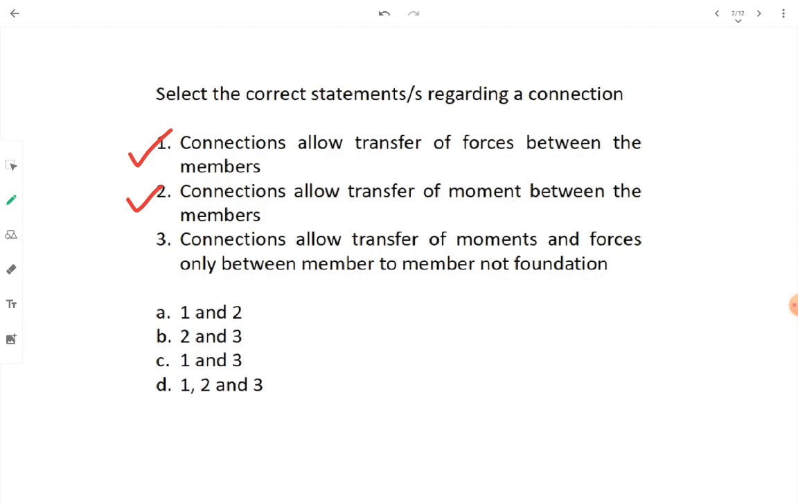Then connection allows transfer of movement and forces only between member to member, not foundation. The wrong thing here is "not foundation." Actually, connection allows transfer of moments, forces, shear force, whatever it be, between member to member and also between member to foundation. Therefore, statement number 3 is wrong. That's why we will go with the option that says 1 and 2. Option A is the one that says 1 and 2.